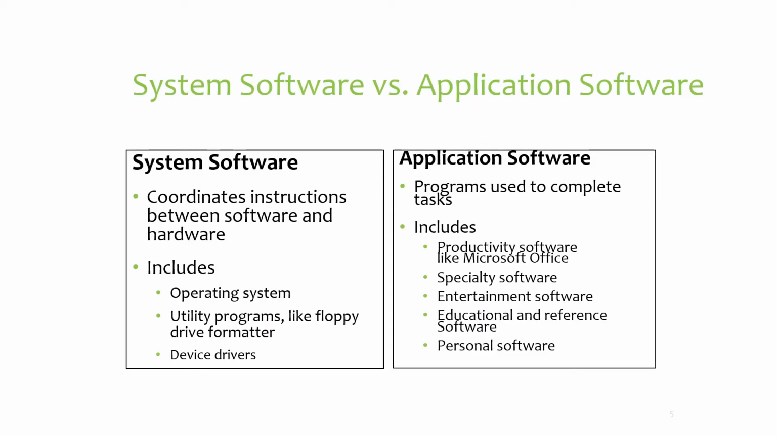System software helps run the computer and coordinates instructions between application software and the computer's hardware devices. System software includes the operating system, utility programs, or the programs often in the operating system that help manage system resources, and device drivers. Application software is what you use to do tasks at home, school, and work.